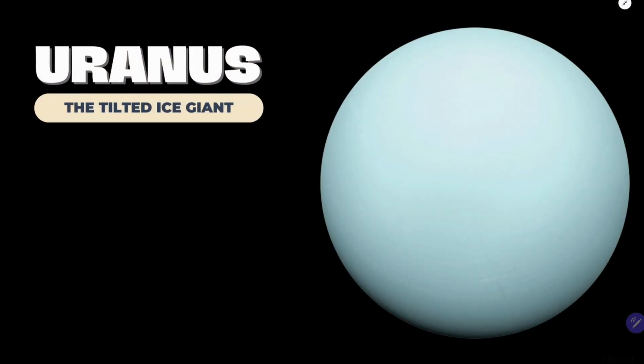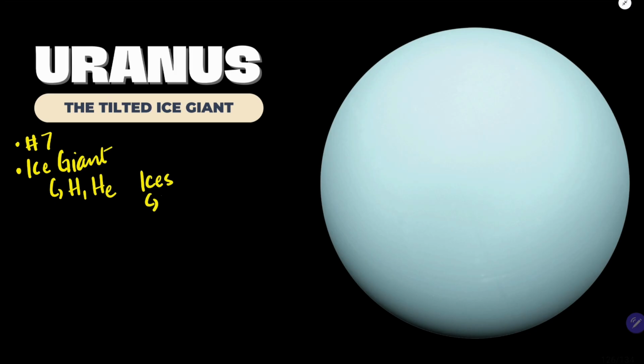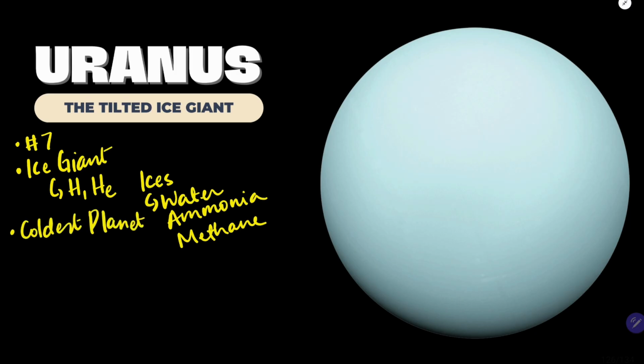Next is Uranus, the tilted ice giant. Uranus is the seventh planet from the Sun and is an ice giant just like Neptune. It also has a hydrogen and helium atmosphere like Jupiter and Saturn, but has a higher proportion of ices which include water, ammonia, and methane. Though Neptune is the farthest planet from the Sun, Uranus is actually the coldest planet in the solar system. It has the coldest recorded temperature of -224 degrees Celsius.